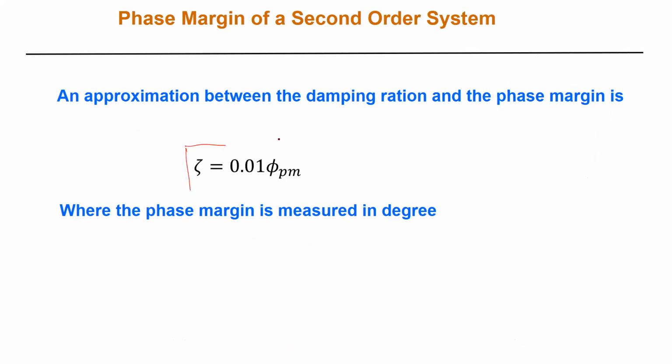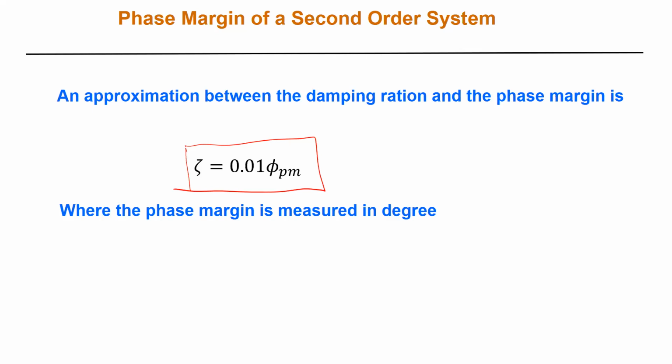The zeta, the damping factor, equals 0.01 times the phase margin, where the phase margin is given in degrees, not in radians. This is the approximation, and this is very important. When we go to the design, usually they will ask you to satisfy a certain phase margin. So if you have a second order system, you can relate the phase margin directly to the damping factor.